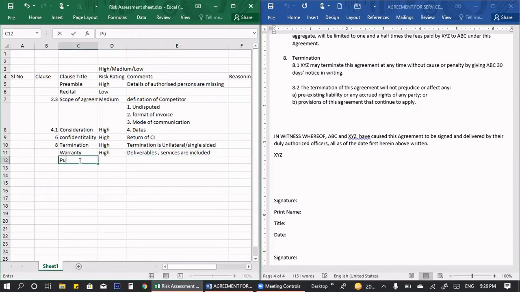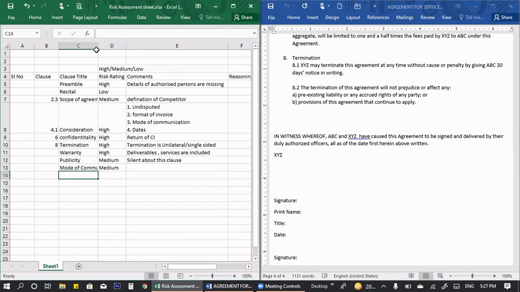And the next clause is publicity. I'm putting this as medium because many companies do not like to disclose to other parties whom they are getting their services from and who their suppliers are. Here the contract is totally silent about this clause, so tomorrow it should not cause a problem. Also, they haven't mentioned any mode of communication, what mode they will use to communicate.